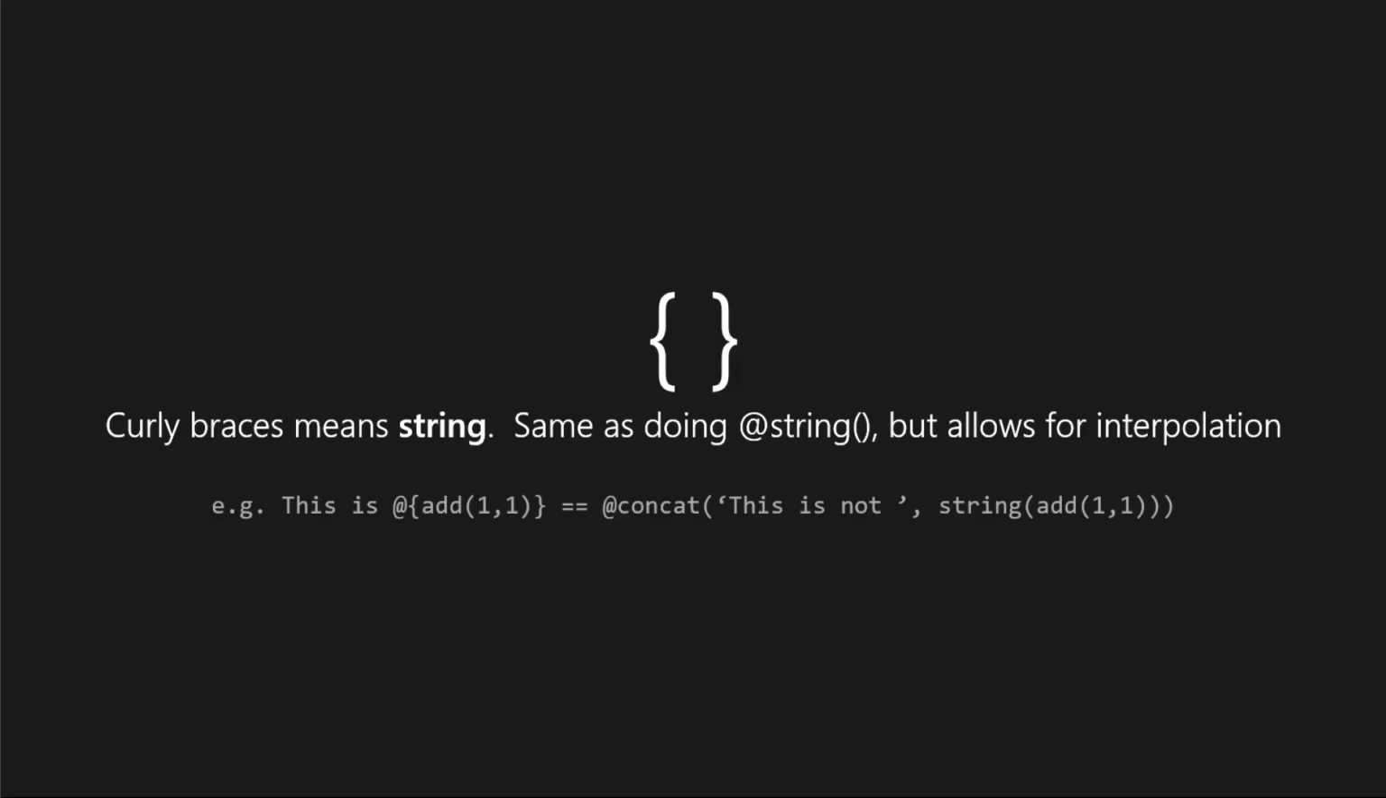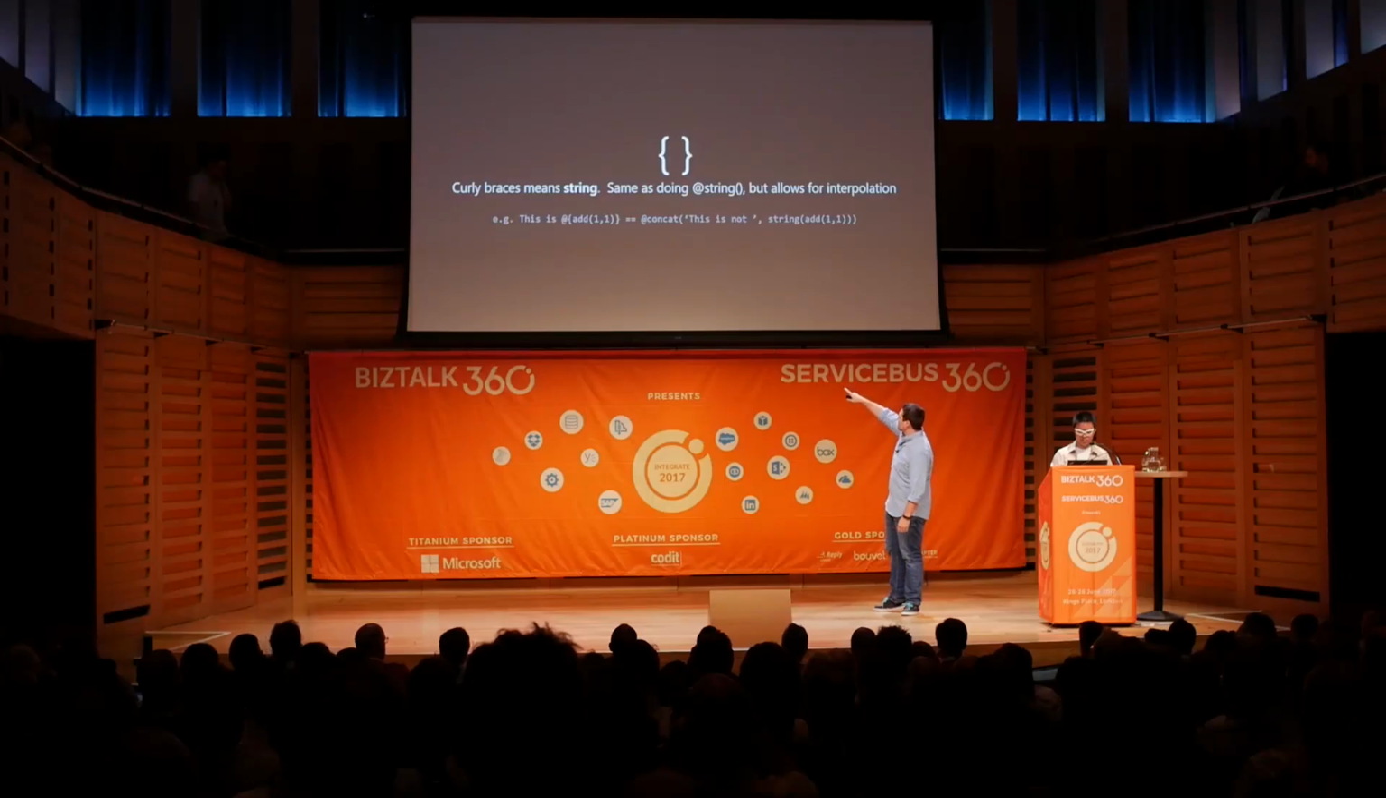It is the exact same thing as saying @string, except it allows for what's called string interpolation. Why this matters is because if you have an int or a number, and you put that number in curly braces, that is now the string 1, which is different from the number 1. Just like the value true and false is different from the string true and false. So these curly braces are not always what you want, but they do allow for interpolation.